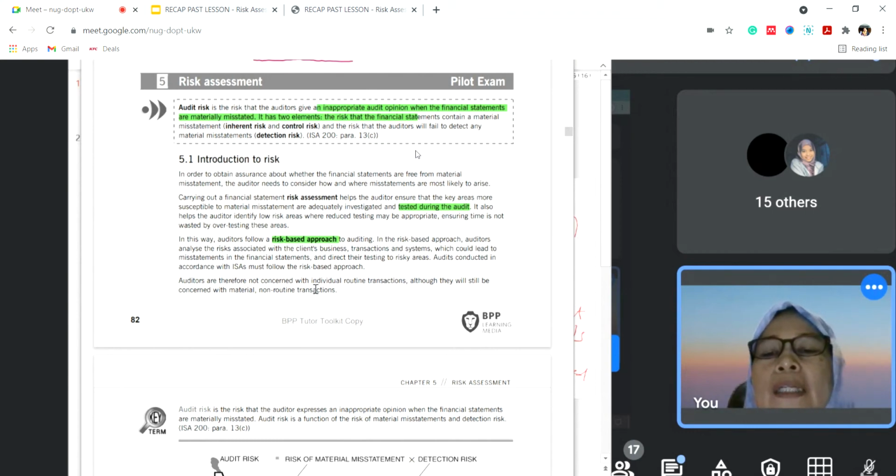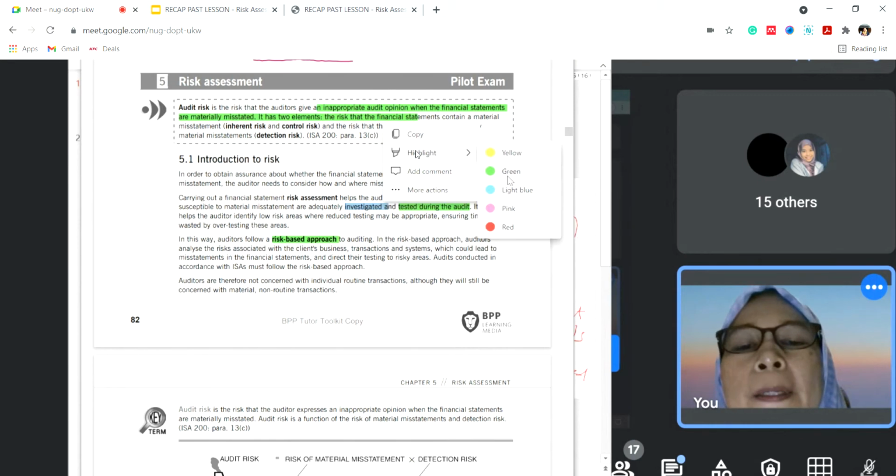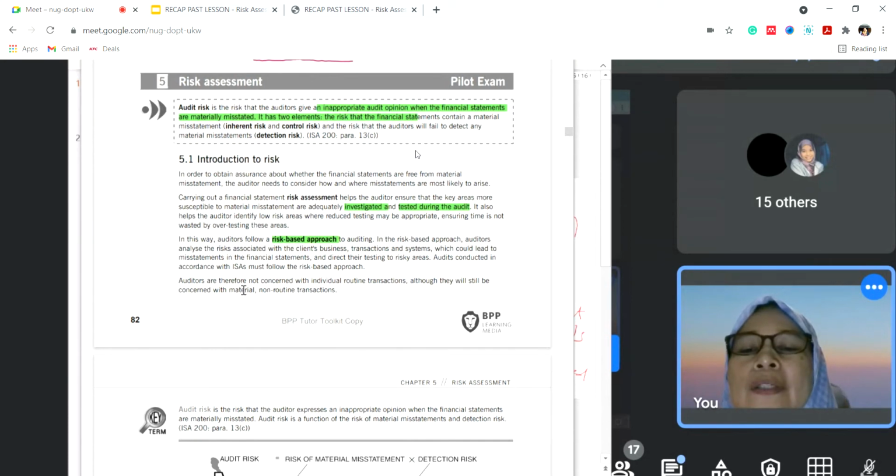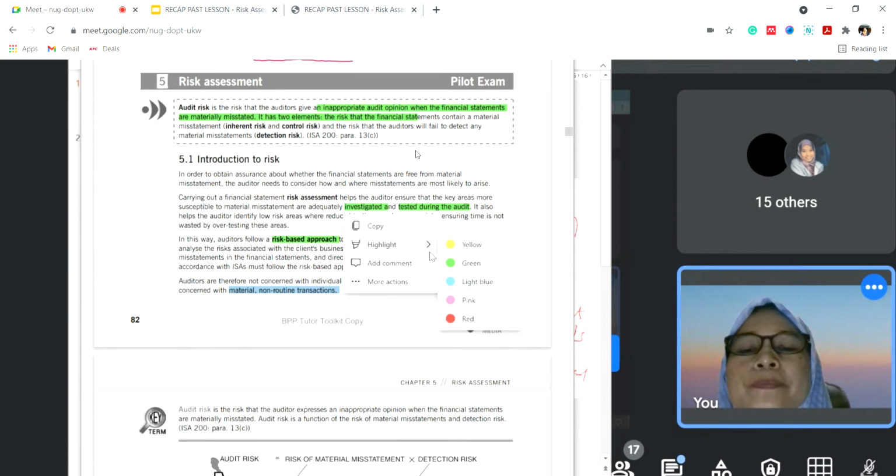Another point: when the auditor is investigating and performing tests, they are not only concerned with routine transactions. Auditors are therefore not concerned with individual routine transactions, although they will still be concerned with material non-routine transactions.